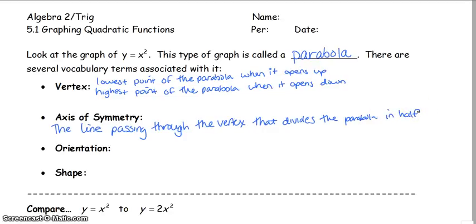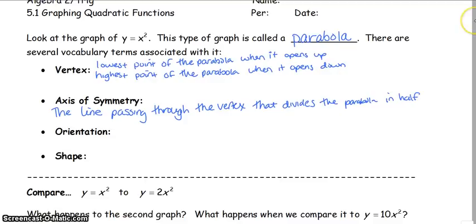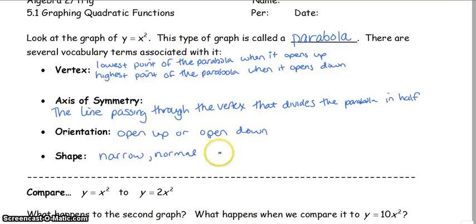Alright, so the next couple of vocab words that we have not talked about before is the orientation and shape. And actually, I take that back. We have talked about this when we've talked about absolute value graphs. The orientation is the way that it opens. Does it open up or open down? And the shape is the same as our absolute value graphs. You can either have narrow, normal, or wide.